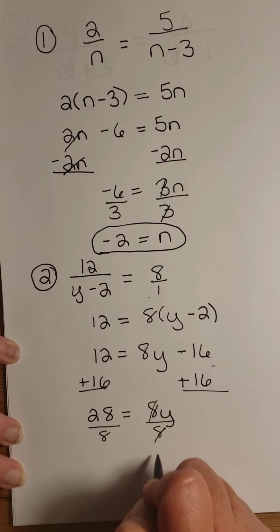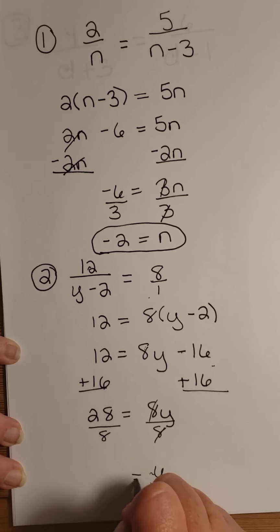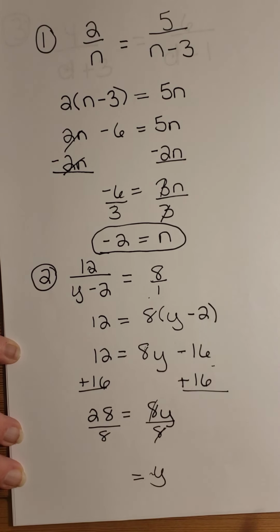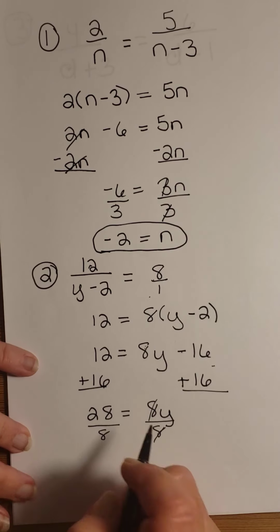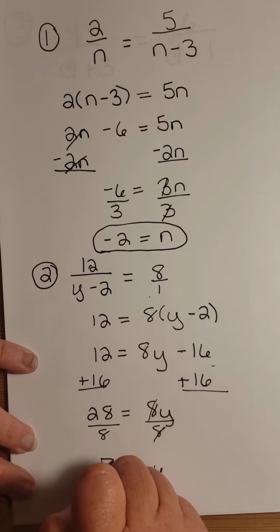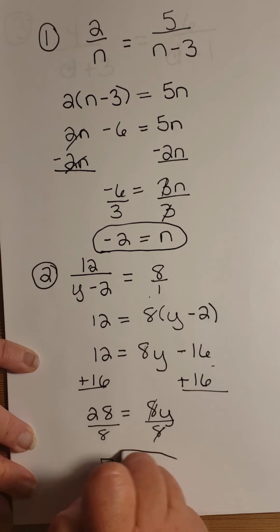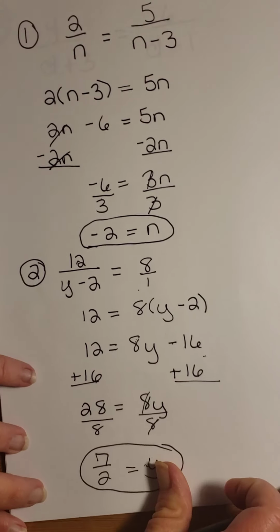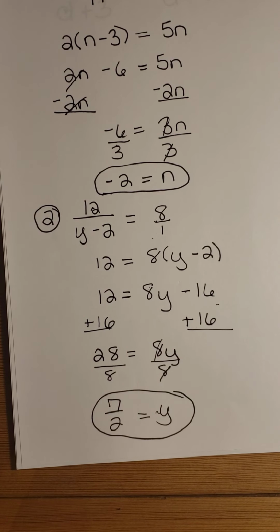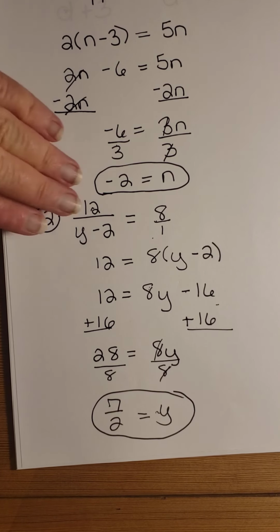Those 8's cancel to give me y equals, and 28 over 8 will reduce to 7 over 2. And again, we really do want to keep that improper fraction. Remember, you may always check your fractions in Desmos.